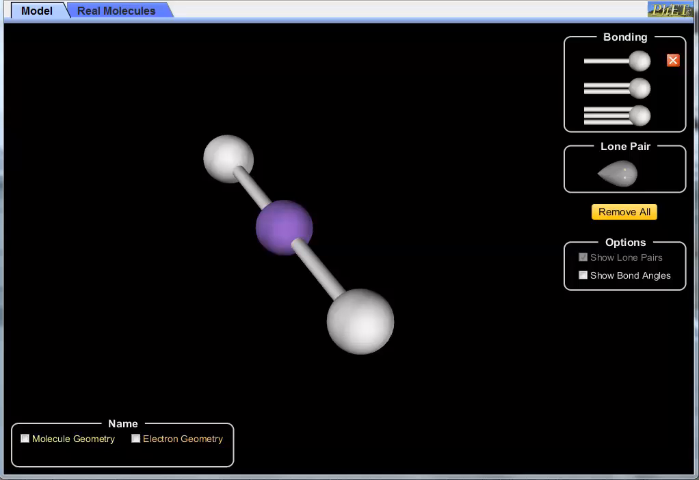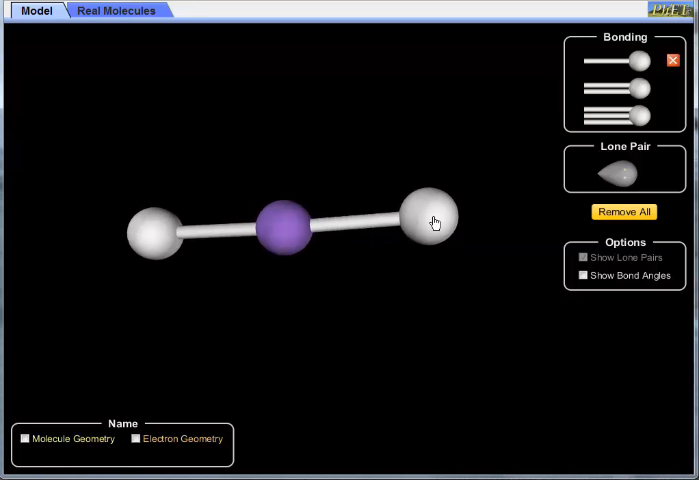We're going to use this simulation, molecule shapes, to look at the relationship between the interaction of electron domains and the 3D molecular geometry. Electron domains refer to any region of space occupied by electrons, and this includes, as listed over here on the top right-hand side, single bonds, double bonds, triple bonds, and lone pairs or non-bonding pairs. We can examine these by manipulating this model.